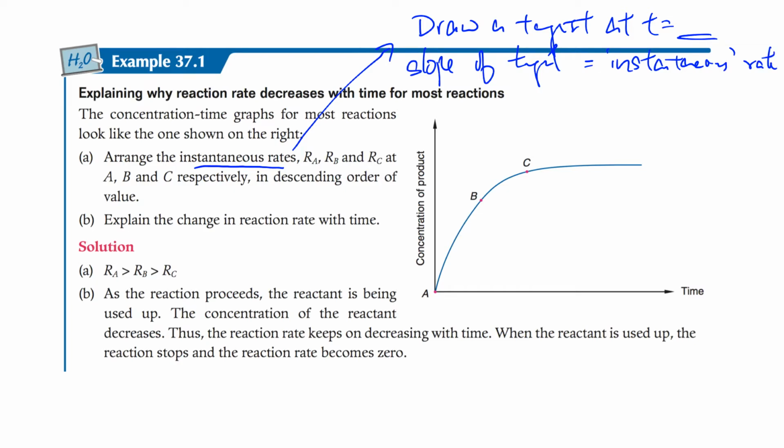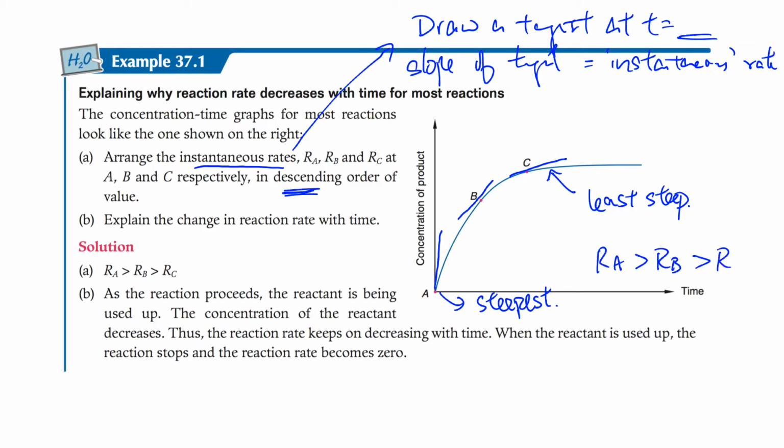So basically, at A we draw a tangent, at B we draw a tangent, at C we draw a tangent. You see that A has the steepest slope, and this one is the least steep. So therefore, in descending order, RA is the highest, and then RB, and then RC.